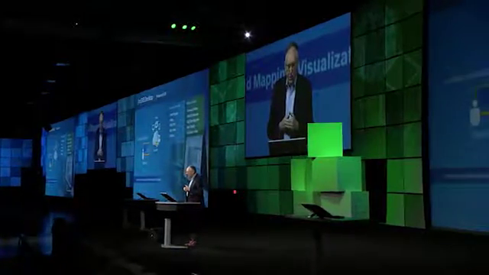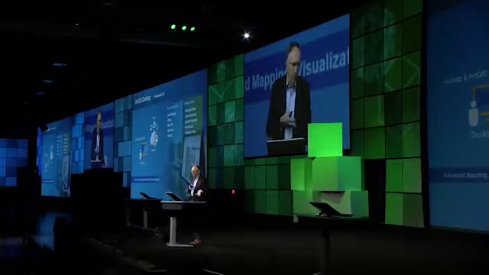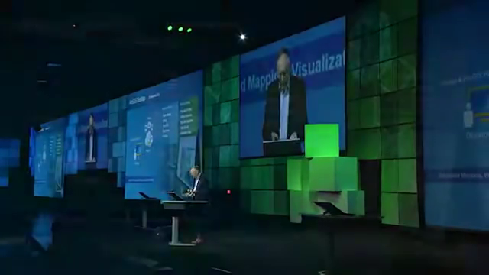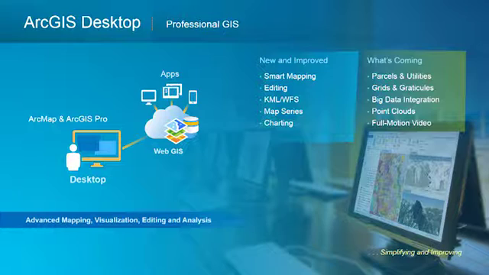Here in the last year, we've introduced a lot of new things like smart mapping, better editing, KML support, and so on. What's coming in the next year is strong support for parcels and utilities, grids and graticules, big data integration, the stuff that Suzanne showed. So from my Pro, I can hit those clusters of big machines and other things.